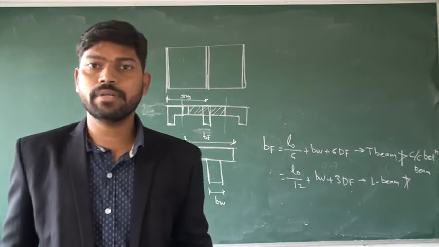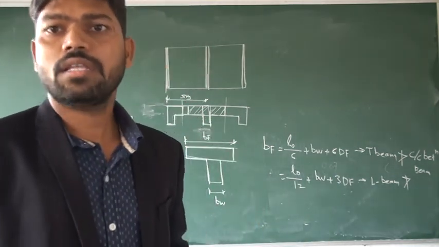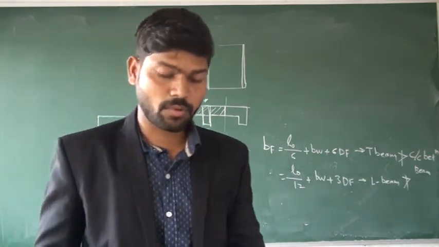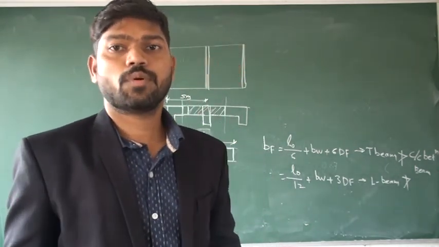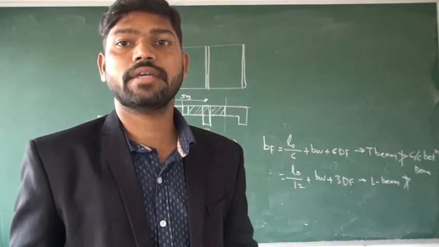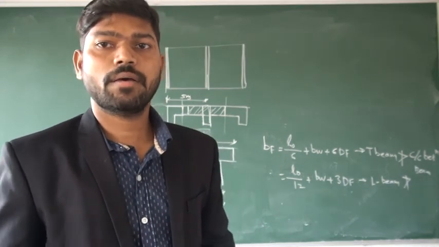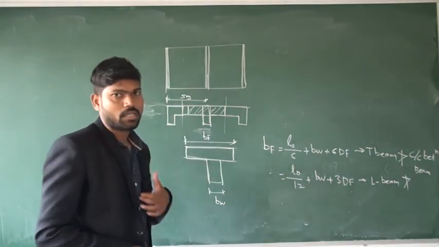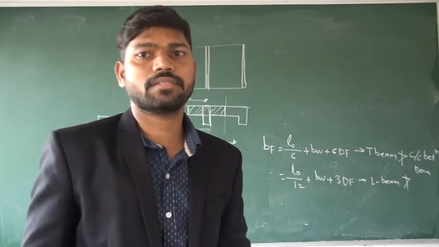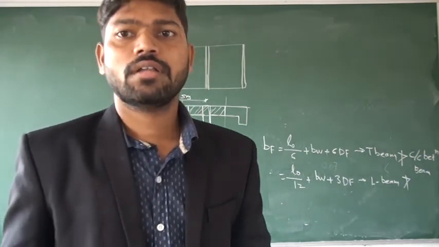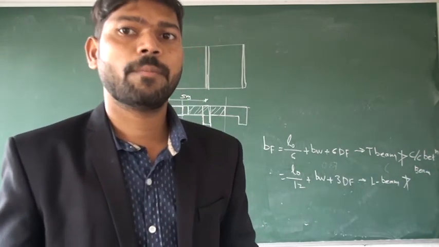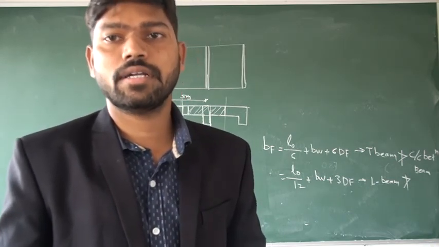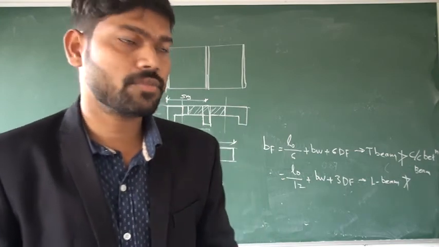Which IS code permits the design of L and T beams? Initially the beam was designed as a rectangular beam, but when IS 456 was revised in 1978, they gave this permission that you can design a beam as a T-beam and L-beam. If your exam is MCQ based, there may be a question that which IS code permits the design of T-beam and L-beam. So it's IS 456 1978.